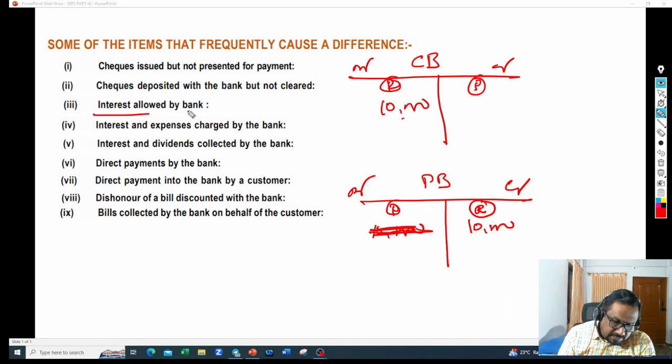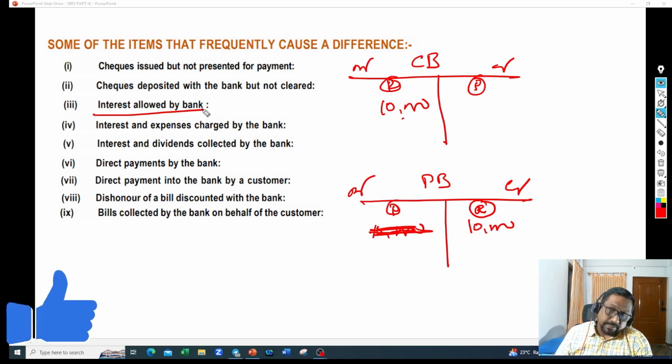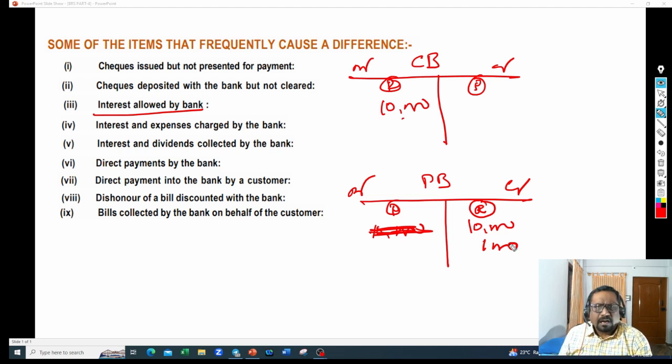Third one, interest allowed by the bank. What does it mean? Interest collected by the bank. Our interest has been collected by the bank. When the interest is collected, where does the bank record that? The banker records that on the credit side. Let us say the bank collected 1,000 rupees worth of interest, or the banker would have given some interest on our savings bank account. That is a better example, I can say.